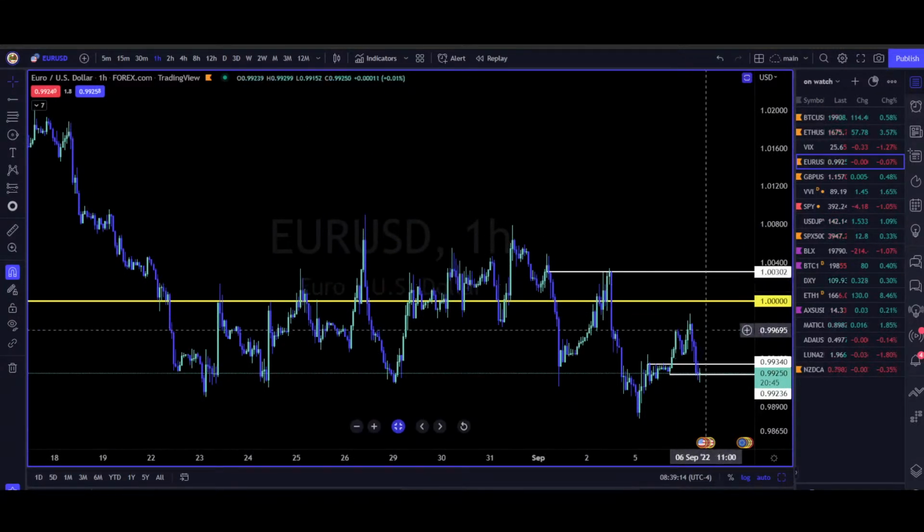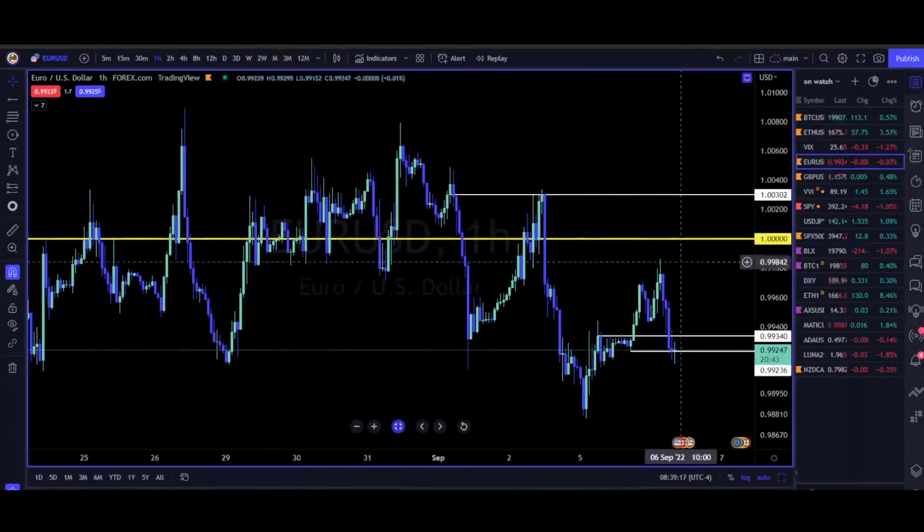It does look like it's rolling over, so order flow is struggling. And these are the areas where you're looking for short entries.